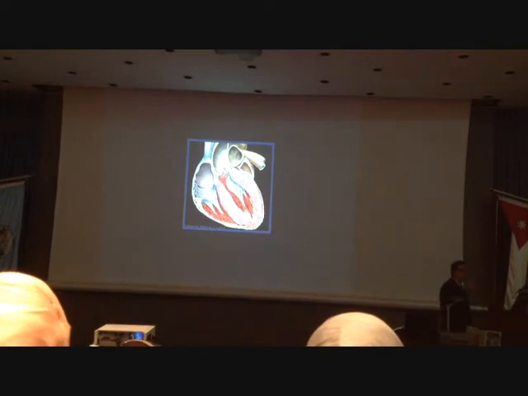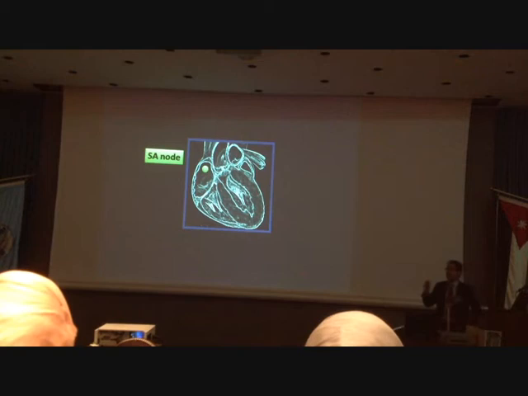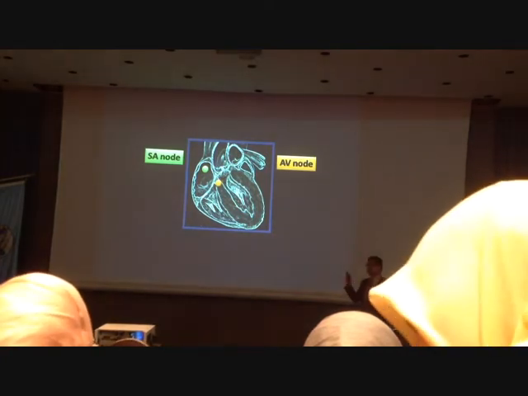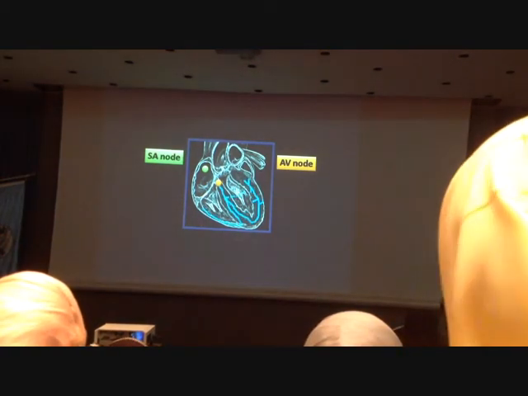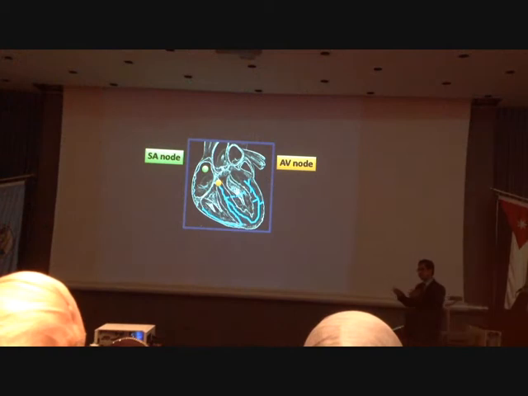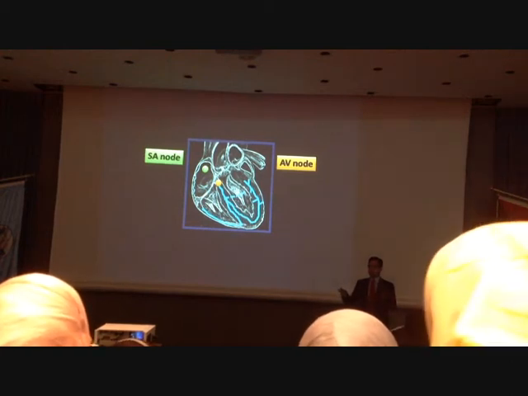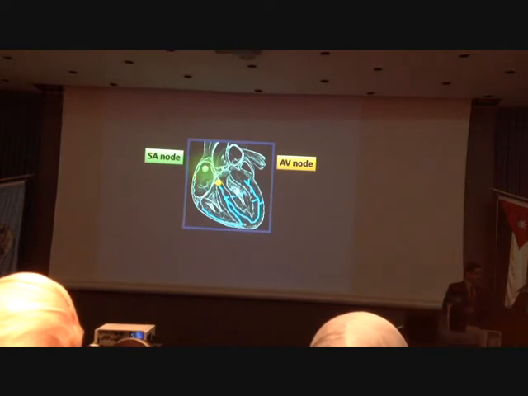All right, so we will go to the very basics. This is the heart, and we have the SA node representing the pacemaker. These are things we discussed previously, and it relays the signal into the AV node, which then conveys the signal into the electrical conduction system represented by the bundle of His, the left and right bundle branches, and the Purkinje fibers. You have studied these in anatomy.